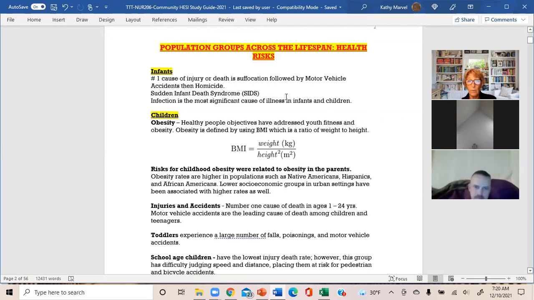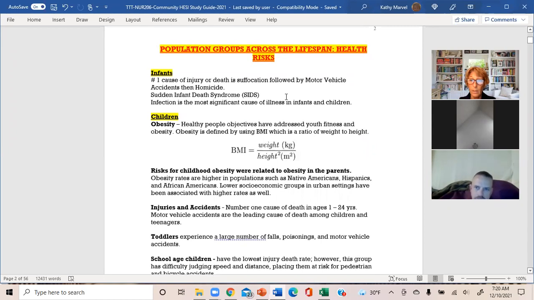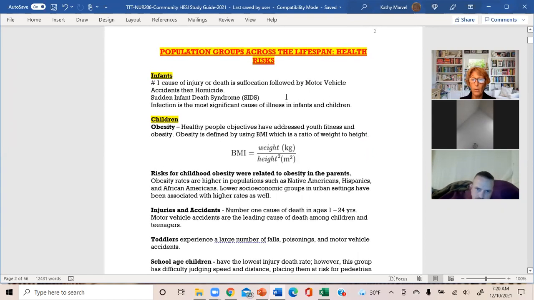Okay, so for example, this first topic, population groups across the lifespan. And then it's broken out into all the different populations that we talked about. Okay, infants, and I'm just going to go through this. I'm just showing you how this is organized. Okay, because I don't want you to think that this is another 56 pages in addition to what you have to learn. All this in here, you should have already learned.